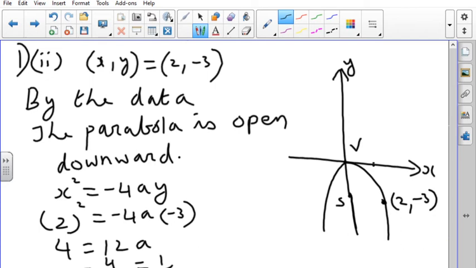So what about the parabola? Now it is open downward, so it is x square is equal to minus 4ay. So x square is equal to minus 4 into 1 by 3 into y. So it can be taken as 3x square is equal to minus 4y, which is the required parabola.